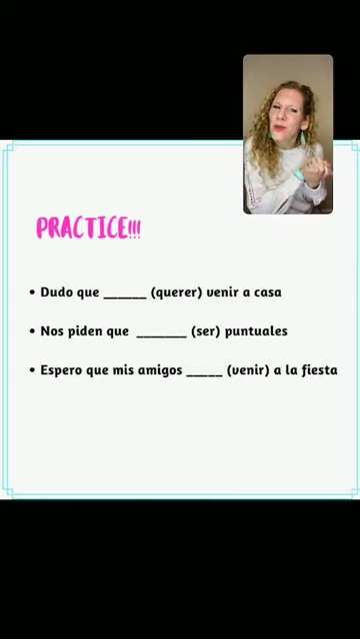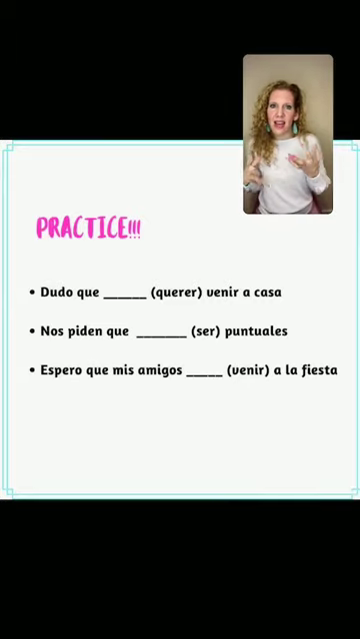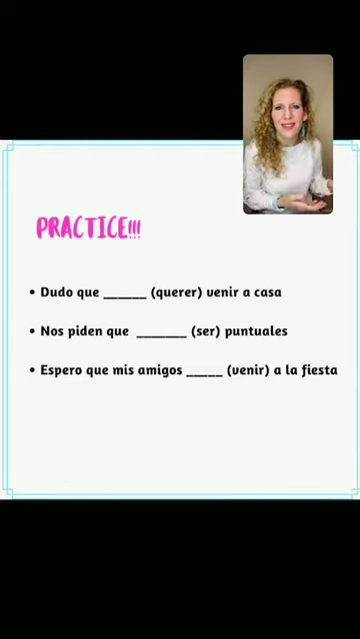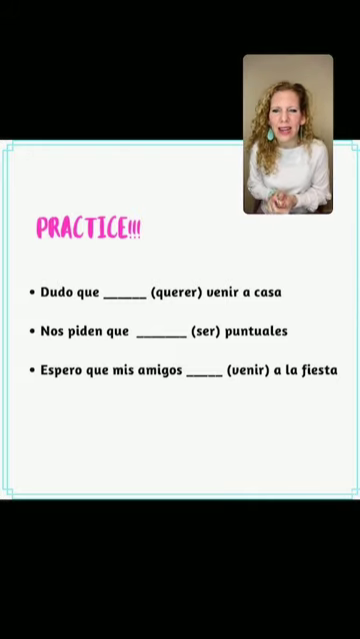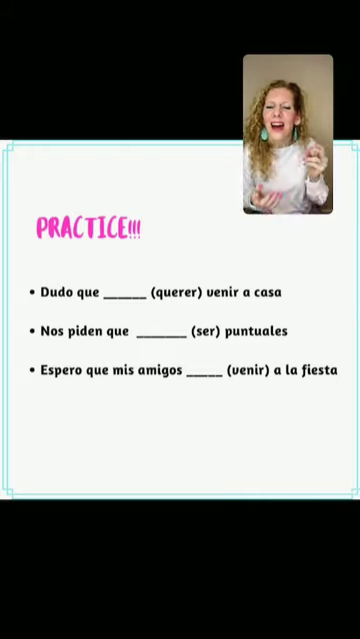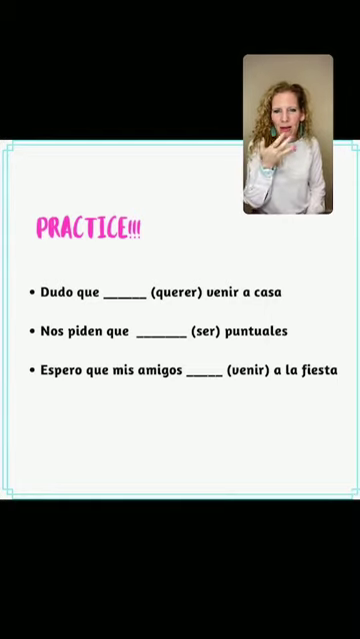Yay. Next one. Nos piden que puntuales. Okay? Nos piden que, they ask us to be punctual. Puntual, on time. So, nos piden que puntuales. Muy bien. I'm checking all your answers. You're answering the first one. They're perfect. Quiera. Muy bien. And this one, nos piden que. Almost. You're missing an E there. Seamos. Okay. Nos piden que seamos puntuales. Muy bien. Perfecto. Sí, seamos.